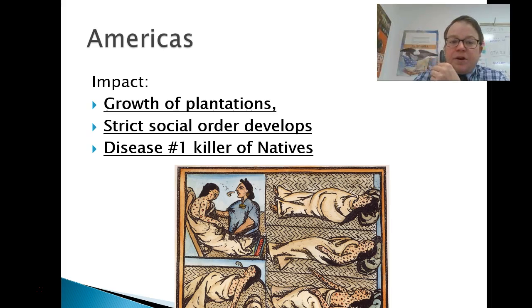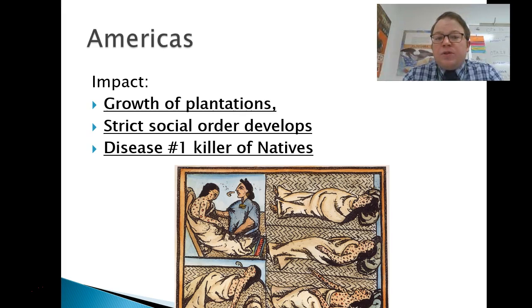America. What are you going to see as the impact in America? The growth of plantations. One of the biggest reasons why the colonies were turning to slaves is they needed a huge labor force, and slavery was going to provide that. You're going to see a strict social order developing. Very soon in many places throughout the Americas, slaves are going to outnumber people who are free. So you're going to have a very strict social order to keep that intact. Some of those rules we talked about with the abolitionist movement: not allowing slaves to learn how to read or write, only allowing slaves to travel certain days, things like that.